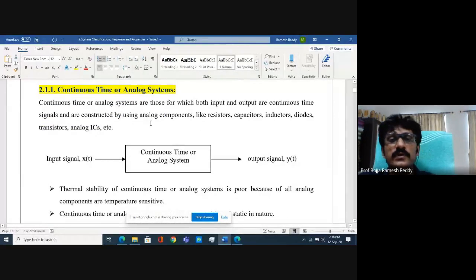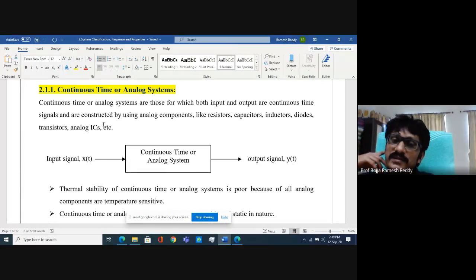Continuous time systems first. Continuous time or analog systems are those for which both input and output are continuous time signals. We have to apply a continuous time signal and we will get a continuous time output. Also, such systems are constructed or designed by using analog components like resistors, capacitors, inductors, diodes, transistors, analog ICs. These are the various components used in the system design. If we use all these things and give some analog data as input to the system, we can observe analog output also. Such systems are called continuous time systems or analog systems.